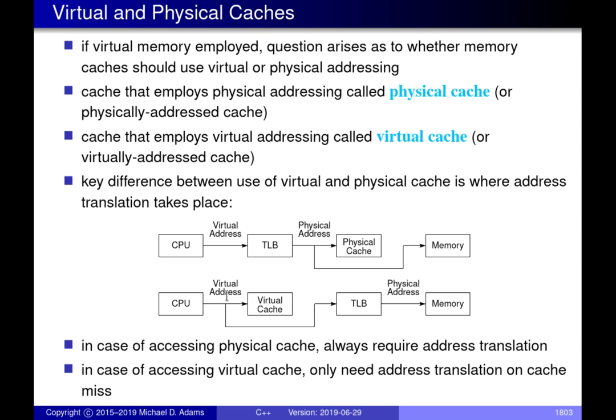So we try to access the data, the cache misses, which means now we need to go out to physical memory. And when we go out to physical memory, we need to provide a physical address. So at that point, when the cache misses, we then need to perform address translation. One advantage of virtual caches is that you only need to do address translation when there's a cache miss, which hopefully will be less frequent. But unfortunately, there are some downsides to virtual caches, as we'll see in a moment.